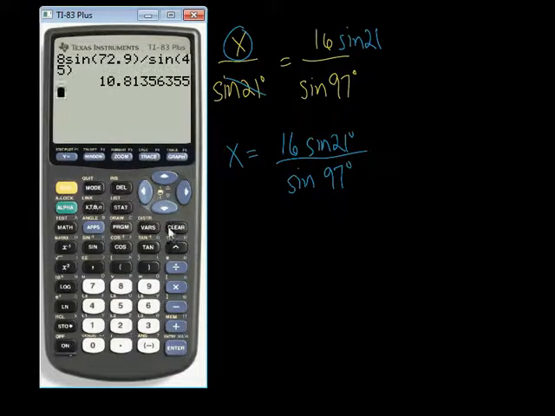Just happen to have a calculator here. All right, so there's our calculator. This is what we're going to do. Now, let me show you how to do it on this calculator. Then we'll talk a little bit about how to do it on the other one, that TI-30XA that a lot of you guys have. So on this calculator, I go 16.